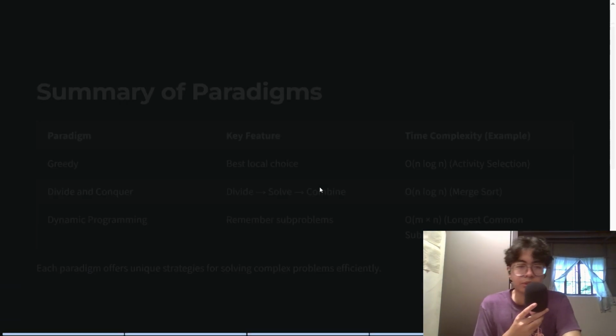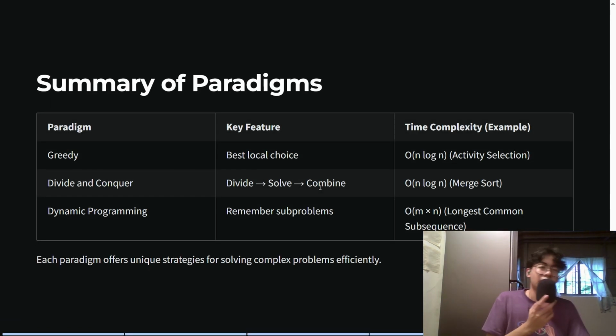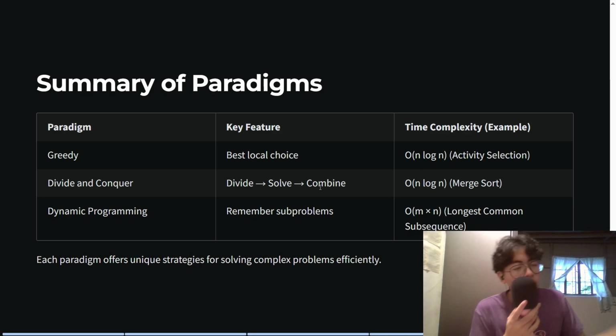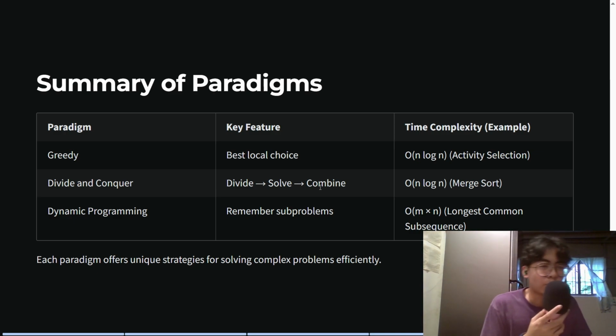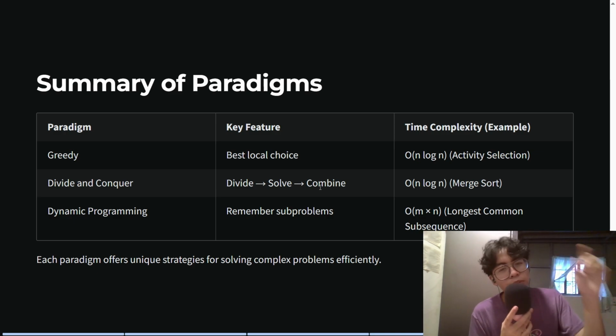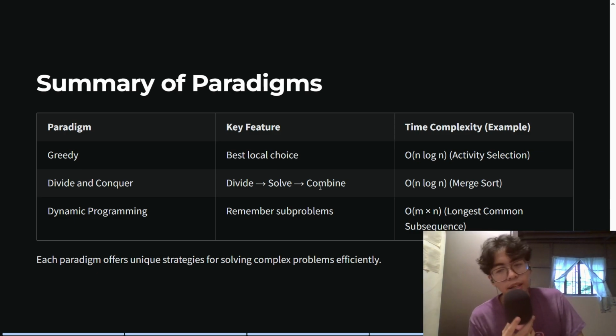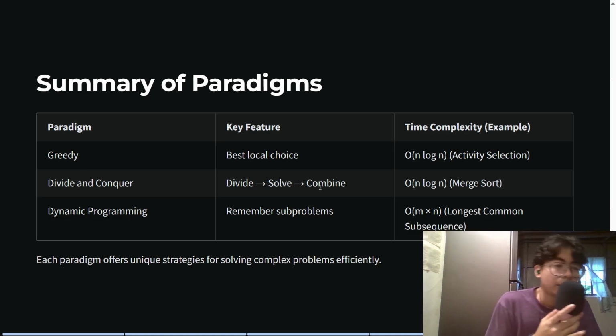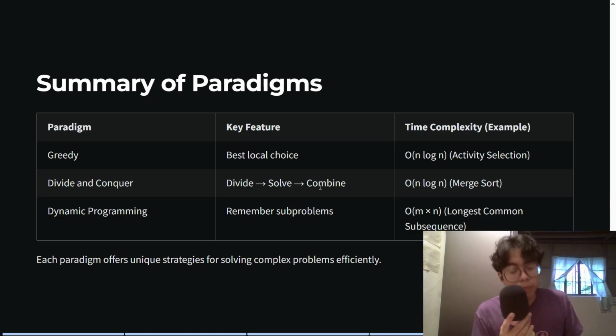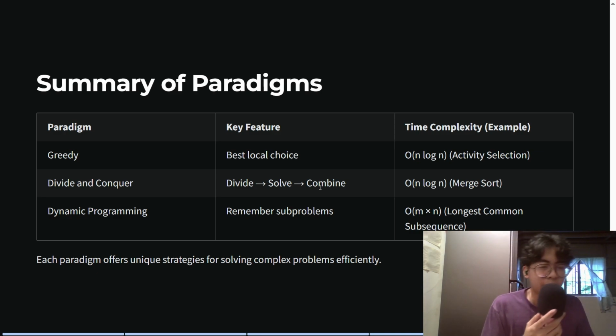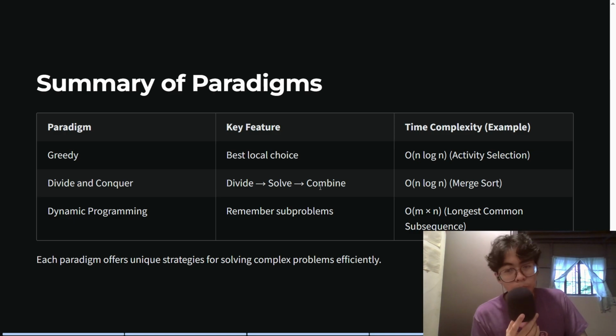So going back to the slide. As a conclusion, a summary of the paradigms: greedy is the best local choice. You choose what is the most suitable choice for the specific situation you're currently in. Time complexity is n log n, with activity selection. Divide and conquer: divide, solve, and combine. If you meet the same problem, you repeat it. So the time complexity is n log n, as in merge sort.